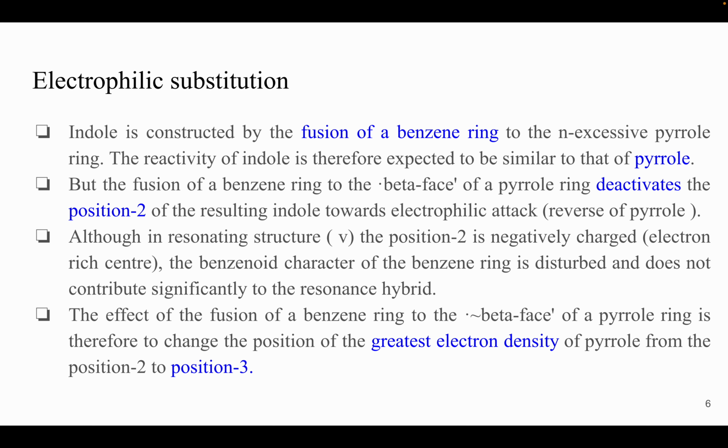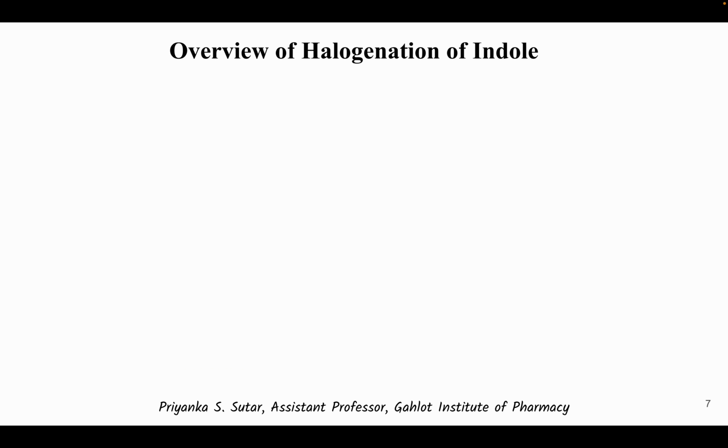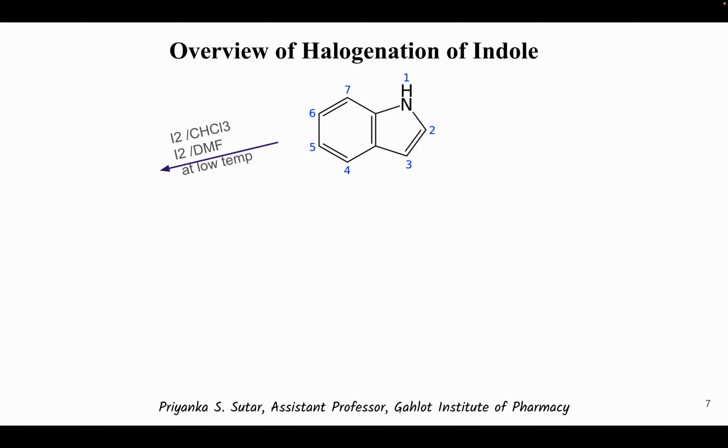That's why electrophilic substitution of indole will occur at position 3 instead of position 2. At the third position there will be electrophilic substitution. So, starting with the halogenation of indole.